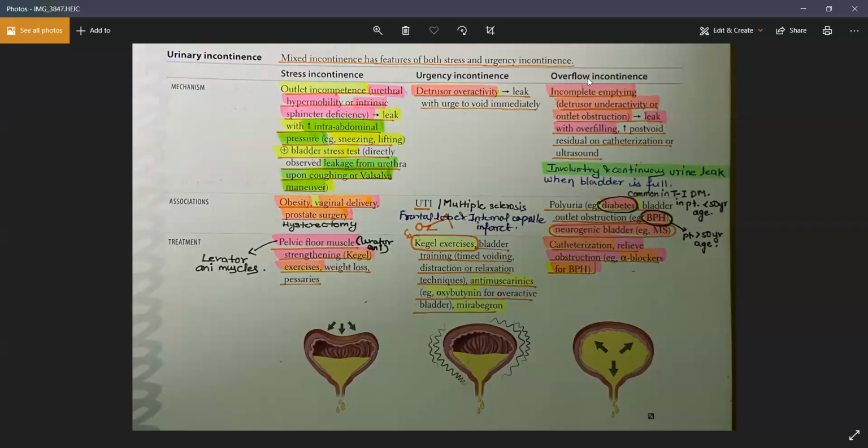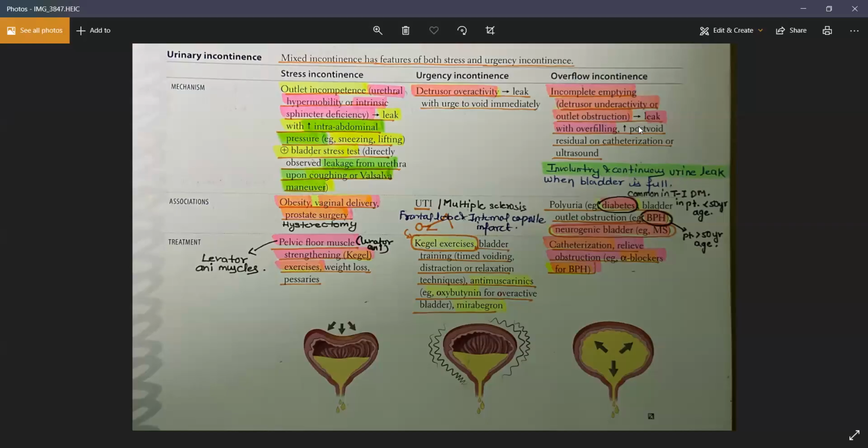Then you have overflow incontinence, and that happens because of a blockage in the outflow of urine, for example, in case of BPH. Because of this blockage, the patient cannot completely empty the urinary bladder while micturating, and as a result, the bladder overflows. Because of this incomplete emptying, the patient will have continuous dribbling of urine throughout the day. It will be an involuntary and continuous leakage of urine.